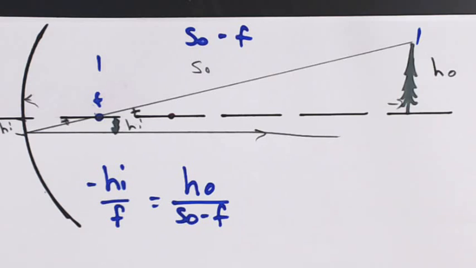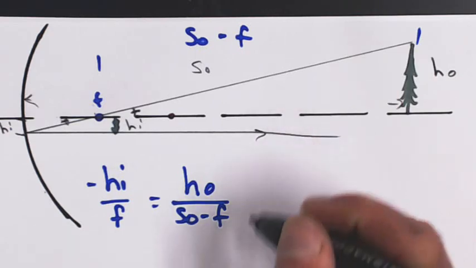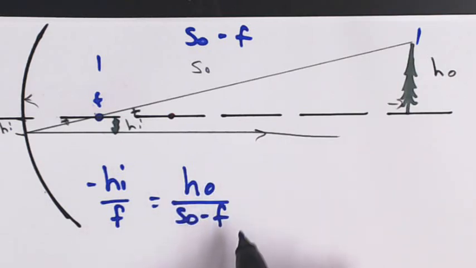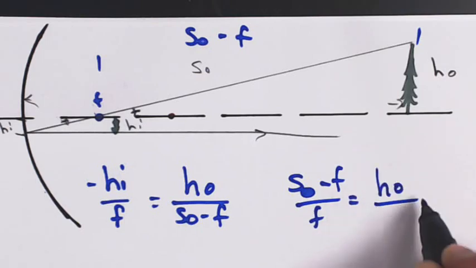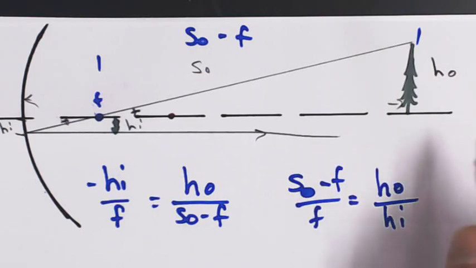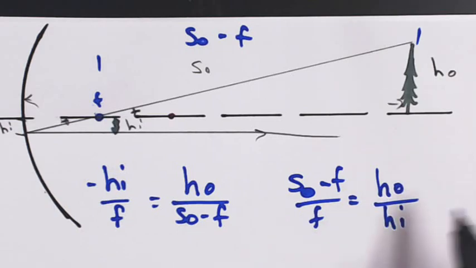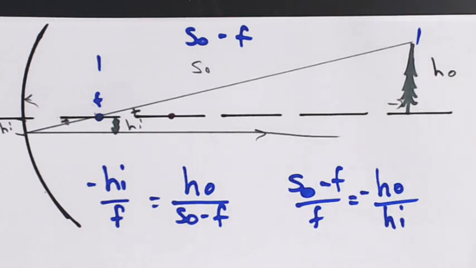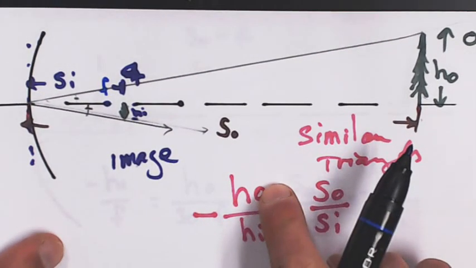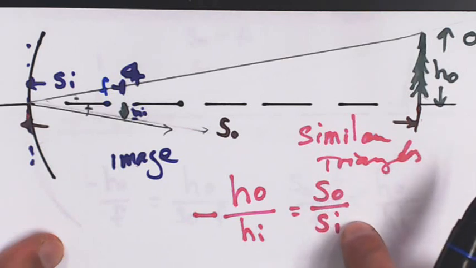So now let's move this around a little bit. Let's do some rearranging, some quick algebra. So now I end up with SO minus F over F equals HO over HI. That's a negative sign floating around over there. Oh, wait a second. There's a negative sign with that one. But I know from my previous result that the height of the object over the height of the image is the distance to the object over the distance to the image.